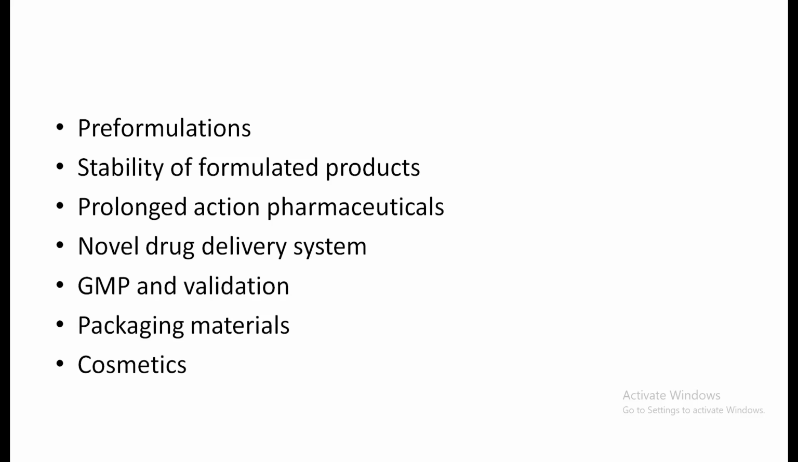And packaging materials. We have different dosage forms, and every dosage form is packed in different packing material. We call that primary packing material, secondary, and tertiary. Primary is the one where the drug is in direct contact with the packaging material. Secondary is the next one, and the final packaging we call tertiary. And cosmetics are also included over here.